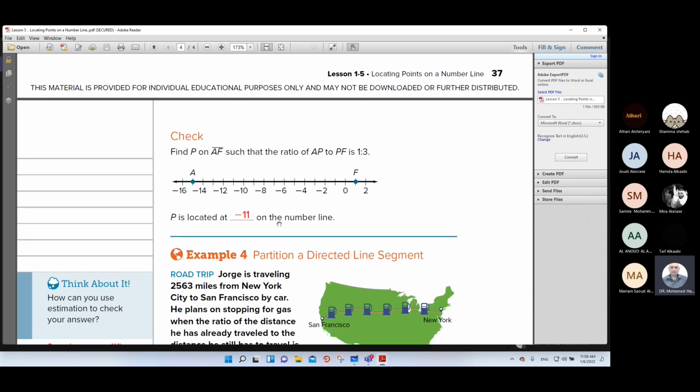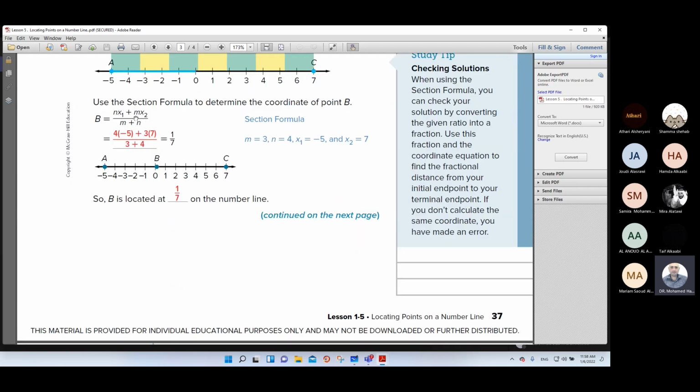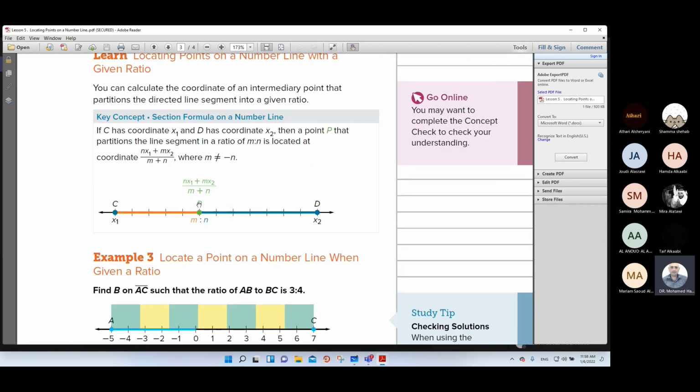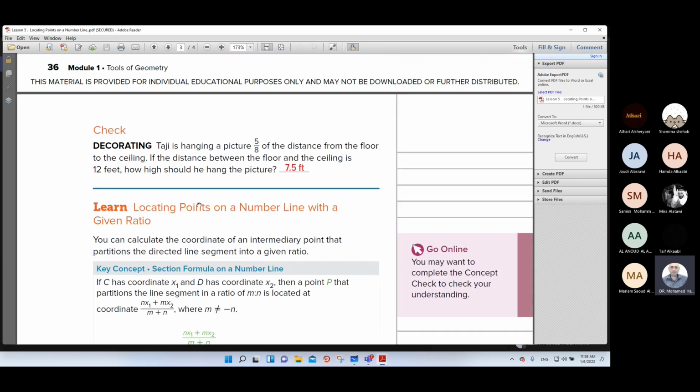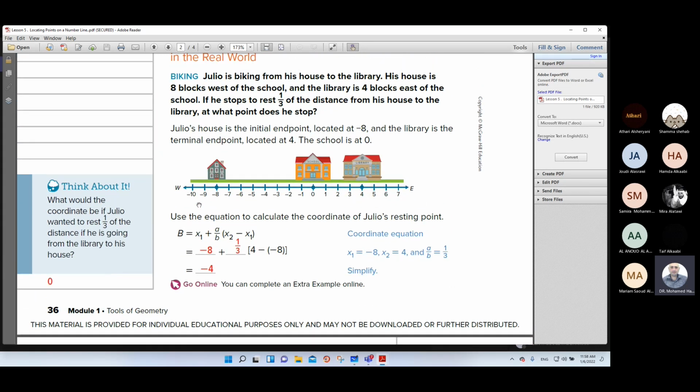Does anyone have any question about this idea? Is it clear for all? So when you have a ratio, you must choose this formula. And when you have a ratio like this, like a fraction, you must choose this formula. Is it okay now? Okay.